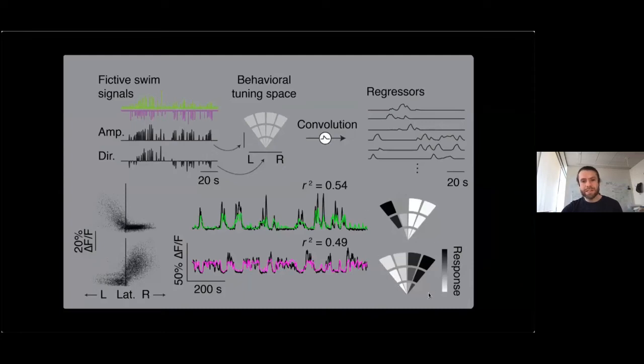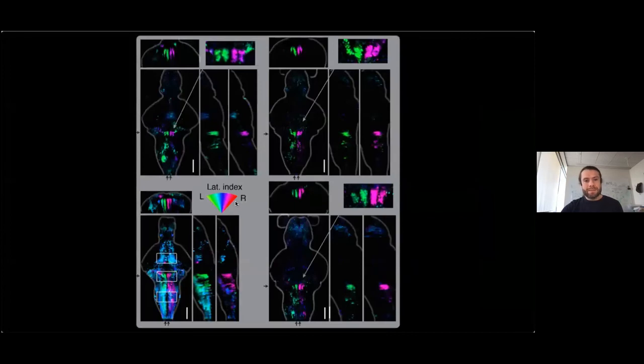So this is just a visualization of the coefficients of this model, where you're trying to predict neural activity from these regressors. And then you can predict neural activity. These are two example cells, and we show these example cells as a function of left or right turns. And then he collapsed again this receptive field onto just a laterality index from left to right, which could then be mapped back to the brain.